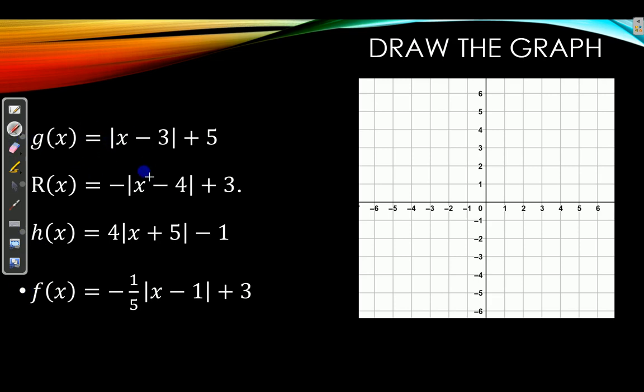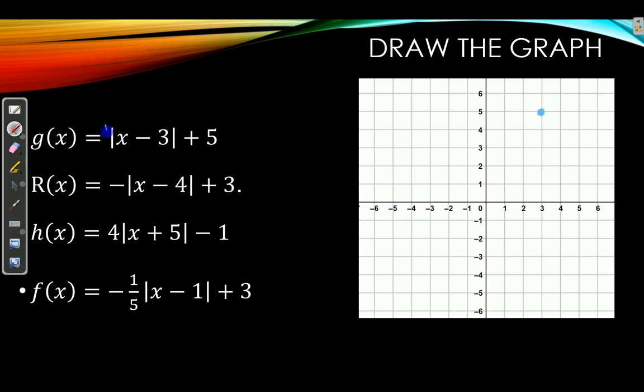So I'll do the first one here. First you've got to find the vertex. Where's the point of your V? First, this has been moved to the right 3 units and up 5 units. So I'm going to put a vertex to the right 3 units and up 5 units. There is my vertex. Let me give us a little bit darker color here. There we go.